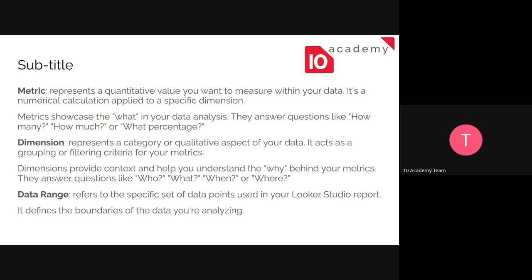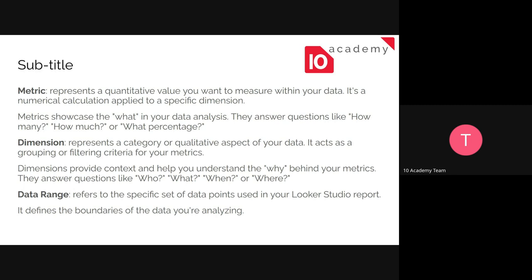So the first one is metrics. Metrics answers the question of what is in our data analysis. So what do we want to measure? How much, how many, what percentage? These are the metrics. You may have two metrics depending on the chart you are trying to make. Like if you are trying to make a line plot or a line chart, you are going to be asked to provide two metrics, the x-axis and the y-axis. So metric X and metric Y. But if you want to analyze just one, that is also possible.